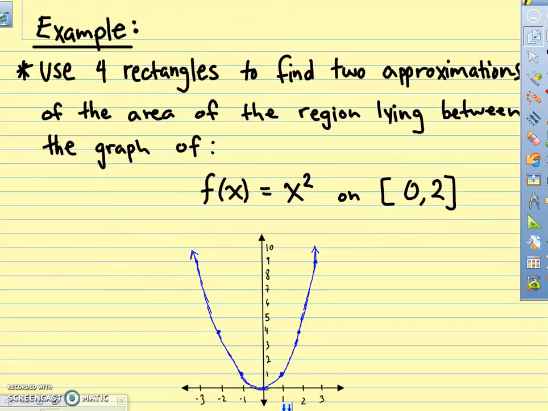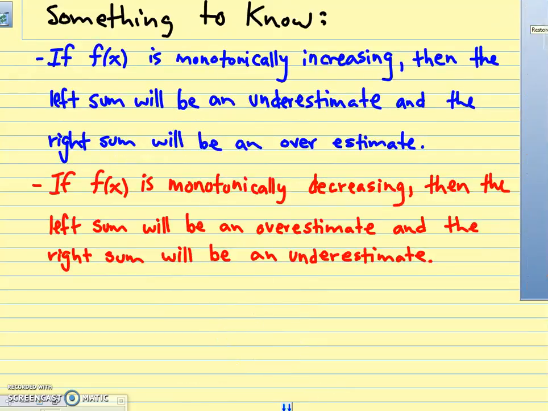So I want you guys to copy this down. Something to know: if f of x is monotonically increasing, then the left sum will be an underestimate and the right sum will be an overestimate. If f of x is monotonically decreasing, then the left sum will be an overestimate and the right sum will be an underestimate. So copy this down, make sure you know this. It'll save you a lot of time. If you know this, you can use this concept on the AP test.